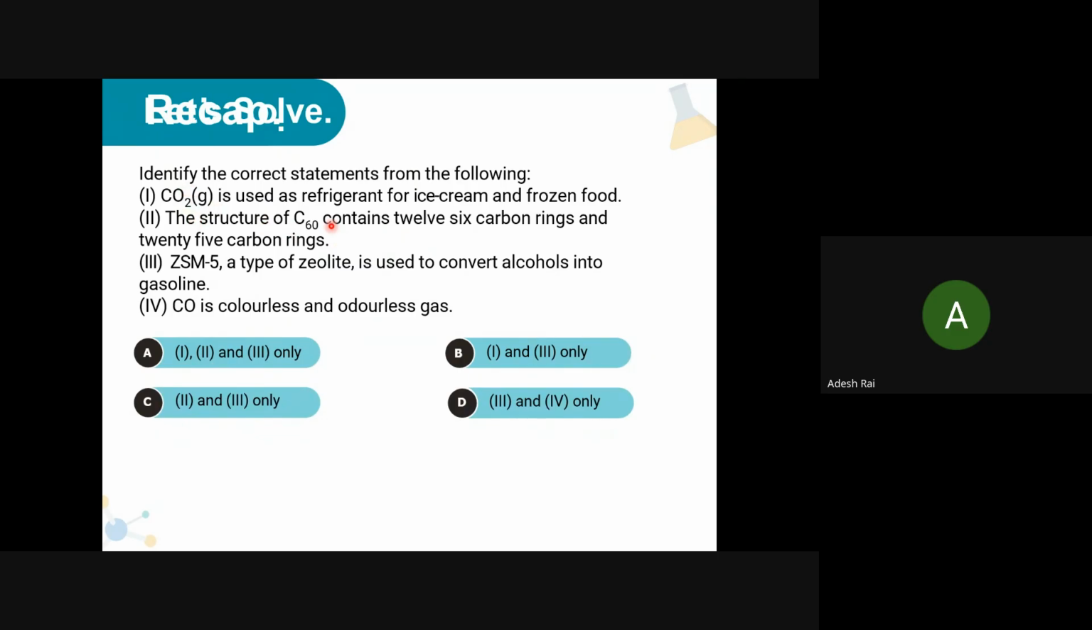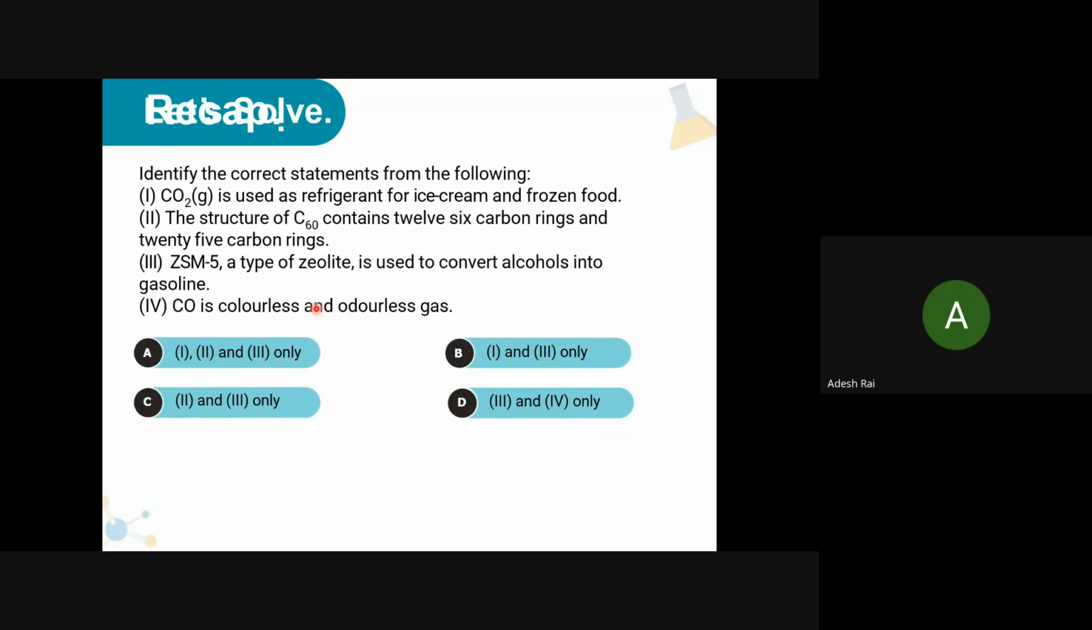The structure of C60 contains 12 six-carbon rings and 25 five-carbon rings. Correct or incorrect? So incorrect. It's the other way around. Third statement, ZSM5, a type of zeolite, is used to convert alcohols into gasoline. Correct or incorrect? Correct.